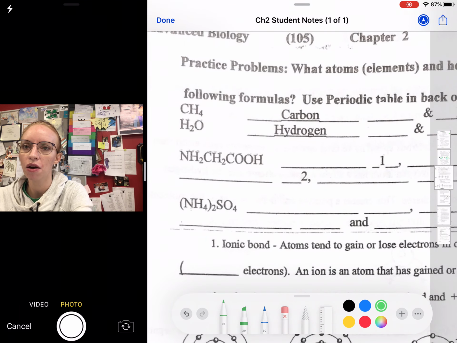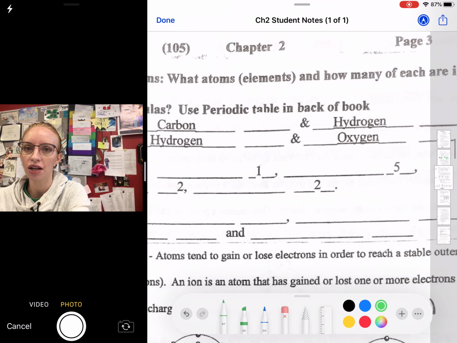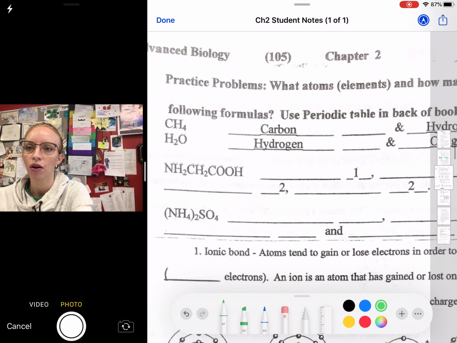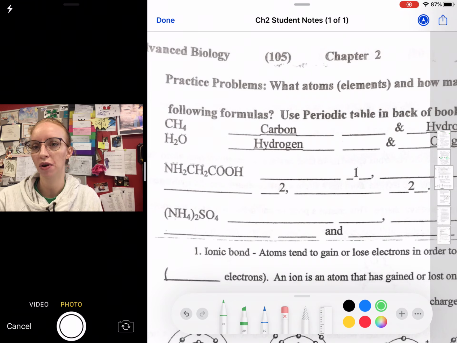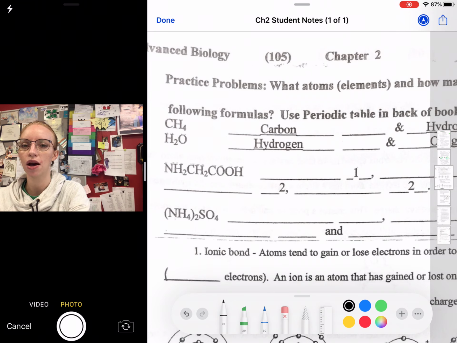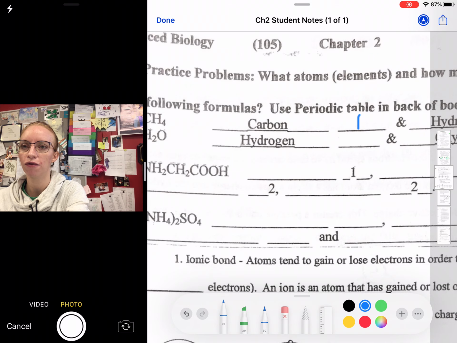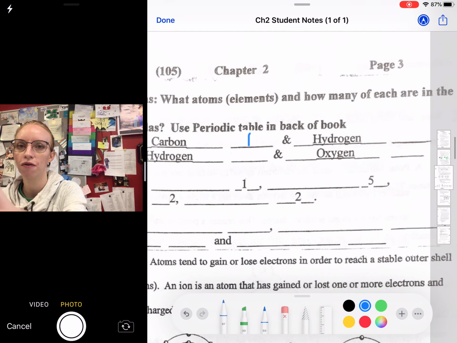CH4. The C represents carbon. The H represents hydrogen. Carbon does not have a subscript, so if there's any element that doesn't have a written-out subscript, it is understood that the number is 1.